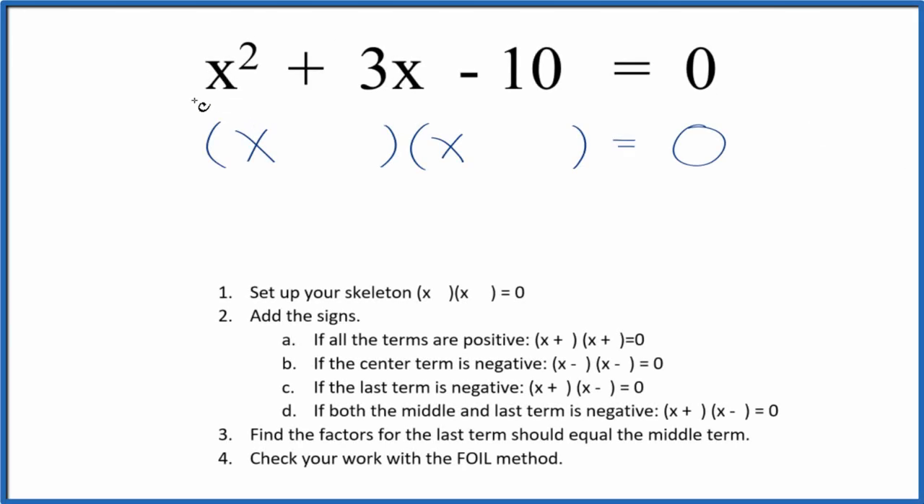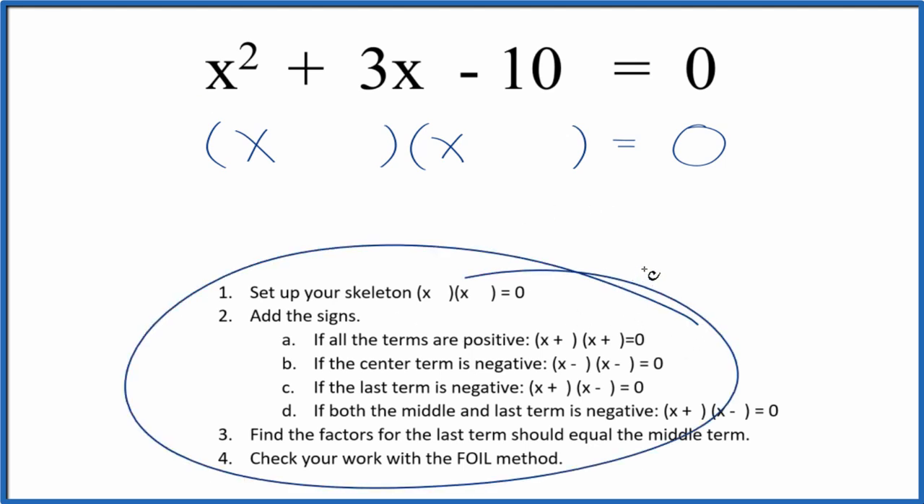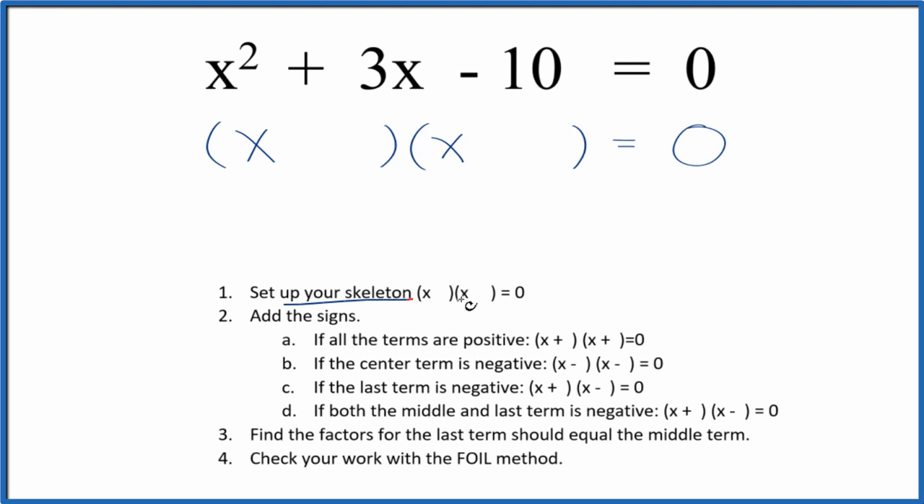Let's factor the equation x squared plus 3x minus 10. And we'll use these guidelines here to help us do it. First off, we want to set up a skeleton equation. So this is the skeleton equation that we set up when we factor equations.